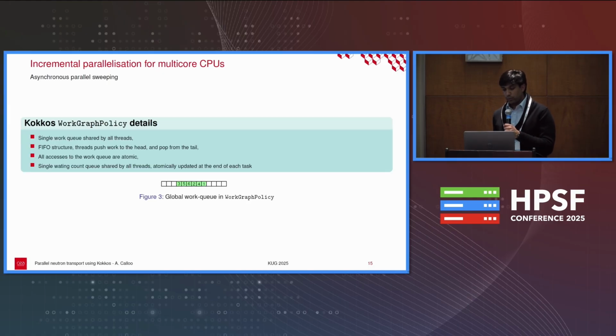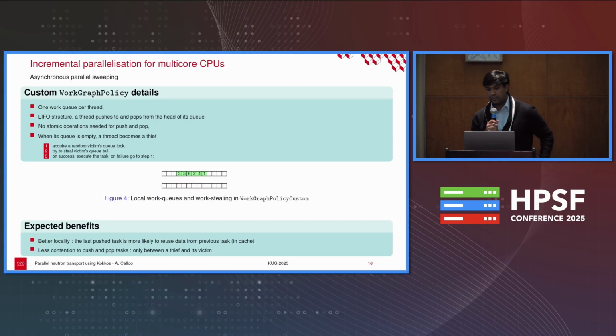So what we've done, if we look at the work graph policy in detail, it has a single work queue shared by all the threads. It has a first-in, first-out structure, and all the accesses to the queue are atomics. Which means that when you push, you have to actually wait before you pop, and you have some contention between the different threads.